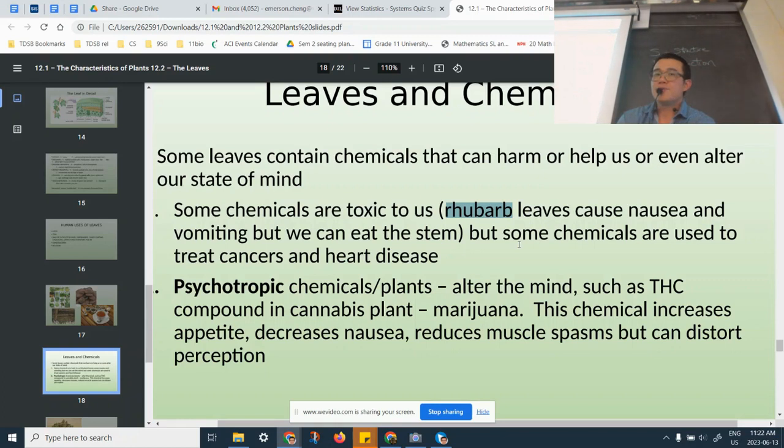So a lot of leaves do contain various chemicals. Some are toxic. So here, rhubarb. Remember, the toxic part, that is also a way plants protect themselves. Okay, remember, some taste really bad, some are toxic outright.